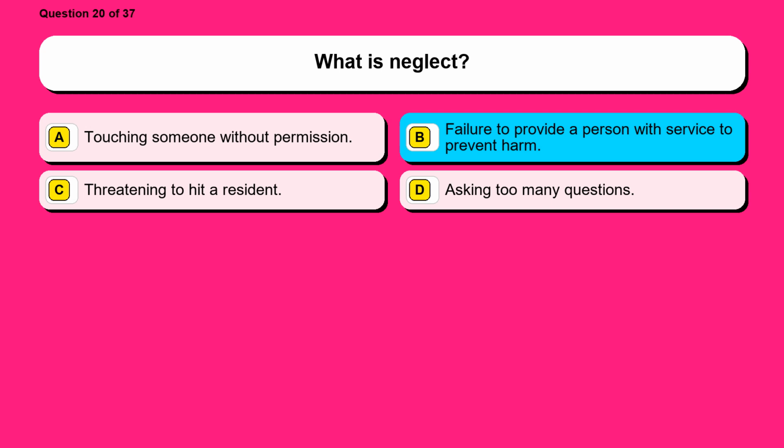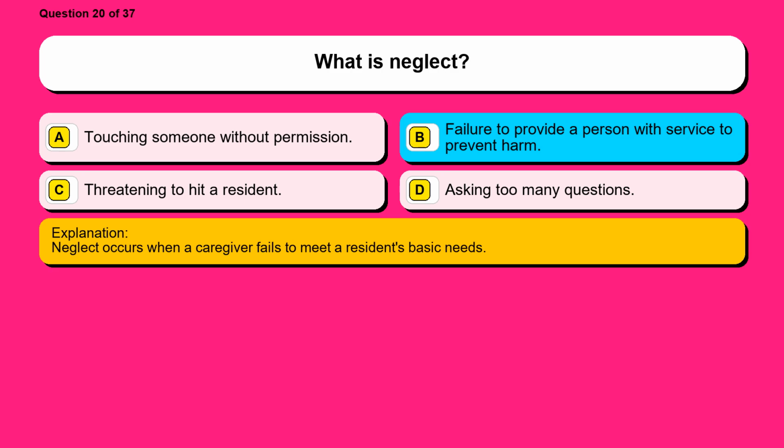The correct answer is option B, failure to provide a person with service to prevent harm. Neglect occurs when a caregiver fails to meet a resident's basic needs.